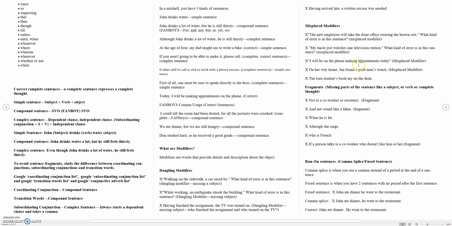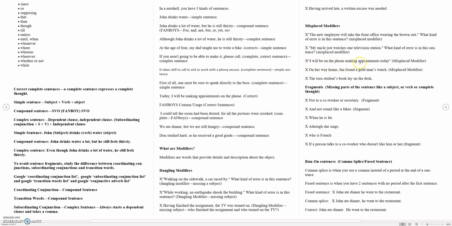A misplaced modifier is when the modifier is in the wrong position in the sentence, and you have to correct it by putting the modifier into the correct place. And the modifier always modifies the subject. So, the new employee wearing the brown suit will take front office. Obviously the front office cannot be wearing the brown suit. My uncle just watches one television station. So you want to correct it to, my uncle watches just one television station.